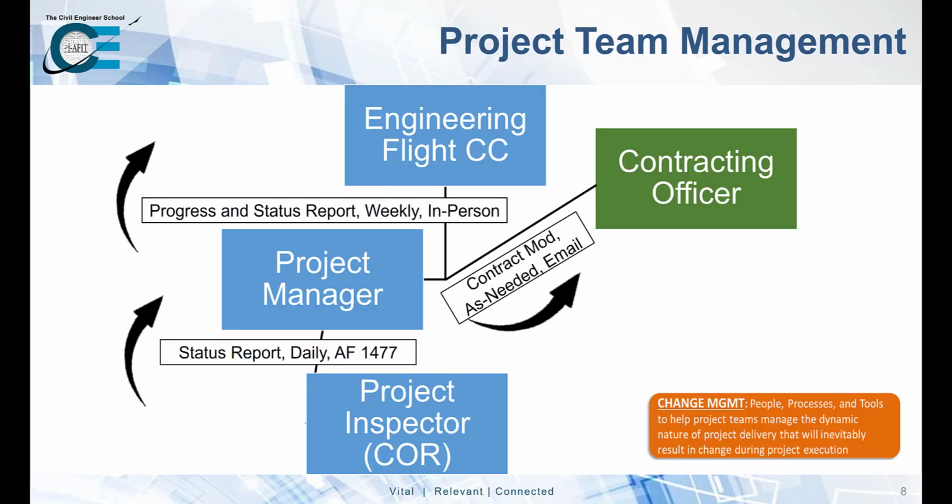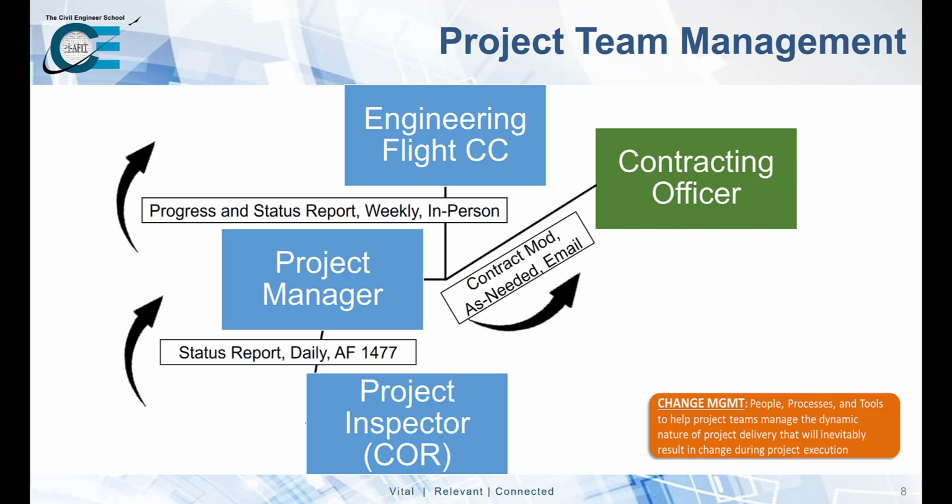Here is another organization chart example for a project where a contract is involved. Note that the project inspector is acting as the contracting officer's representative and reports to the project manager. Daily reports of the project are expected using the Air Force Form 1477.